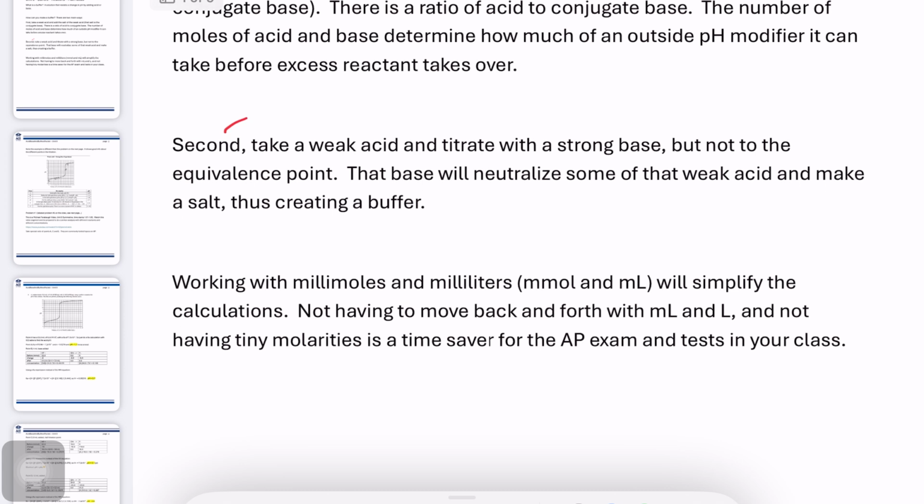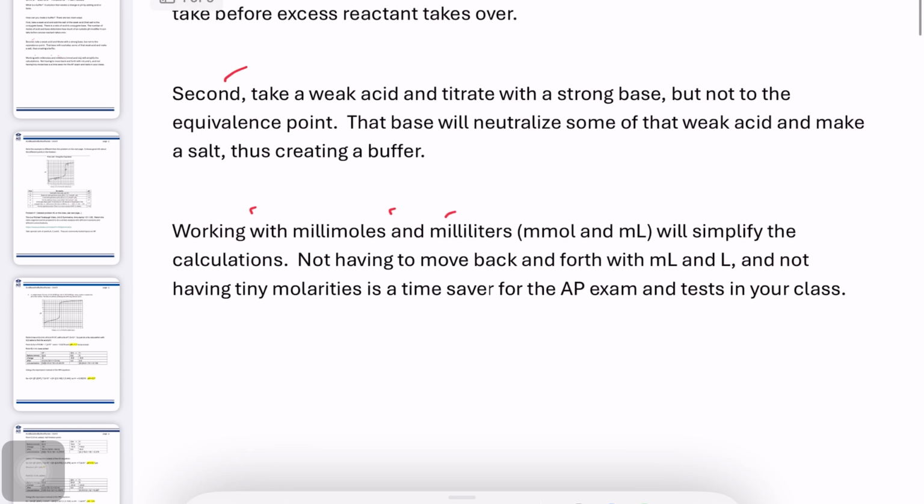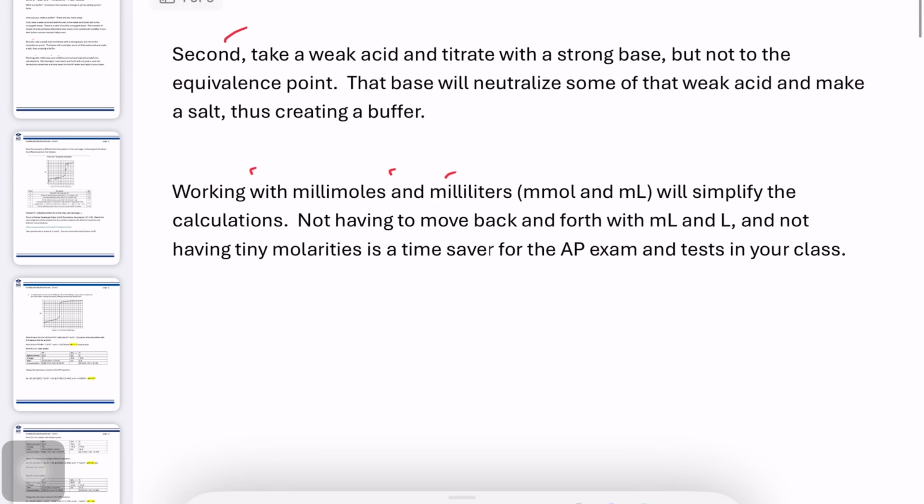Obviously, you paused and read this, but working with millimoles and milliliters is a simplification that I use in my class. So not having to move back and forth with milliliters and liters, and having millimoles instead of 0.001 molar, we say 1 millimolar. That's a time saver for the AP exam and probably in your class. I'm sure many teachers do the same thing.